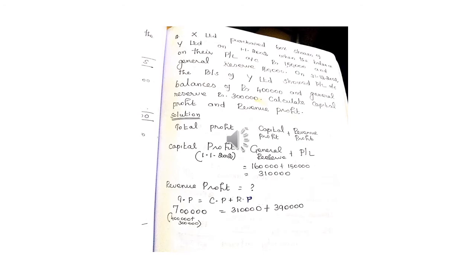Then what is the revenue profit? Now we have to see total profit at the end of the financial year, that means 31/12/2002. General reserve and profit and loss account is 4 lakh plus 3 lakh equal to 7 lakh. So 7 lakh is the total profit. Then capital profit is 3,10,000. So now we get revenue profit is 3,90,000.